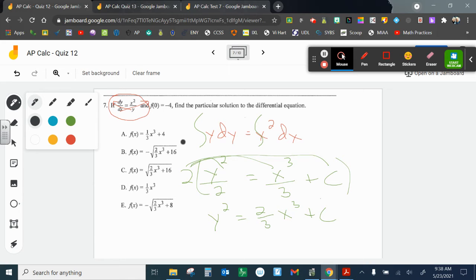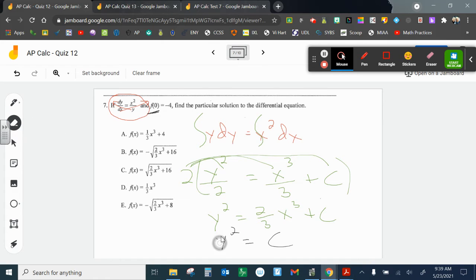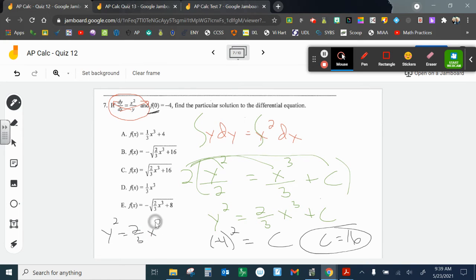We could put a 0 in here. Let's find the constant right now. Let's let x equal 0. So that's going to make this whole thing equal 0. So y squared equals c, and they told us the y was going to be -4. So -4 squared equals c equals 16. So now I have y squared equals 2/3 x squared plus 16.